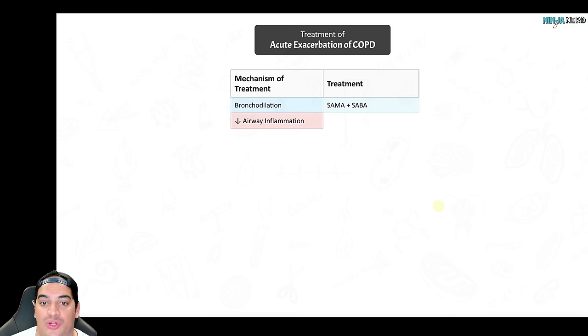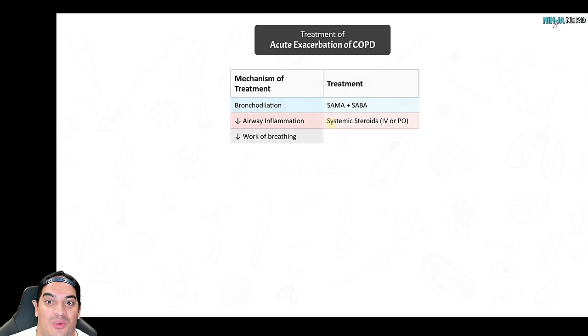The next thing I want to do is really reduce airway inflammation. This probably sounds a lot like asthma, doesn't it? It's pretty similar. The only thing that was different than asthma is that we had IV magnesium. And then again, you had a SAMA-SABA for acute exacerbation of COPD. SAMA-SABA, no IV magnesium, but guess what you're gonna do to reduce airway inflammation? Corticosteroids. So you're gonna give systemic steroids like PO or IV steroids.